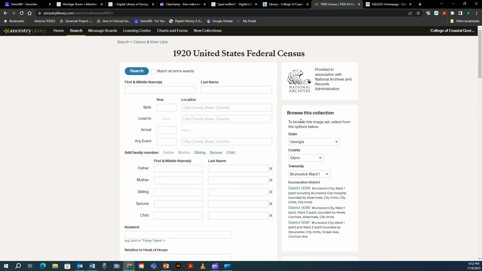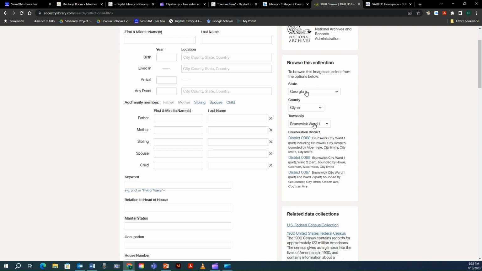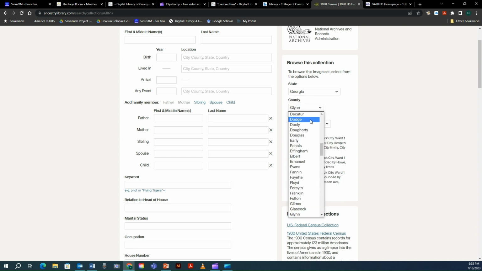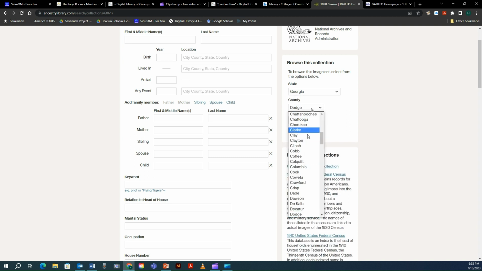Now, once we go there, we want to browse the collection, and you'll see that we have an option to search by state and narrow our search down. I've already searched it once, that's why it's already up there. From Georgia, our county in Georgia we want to search is Glynn. And then we have our different wards.